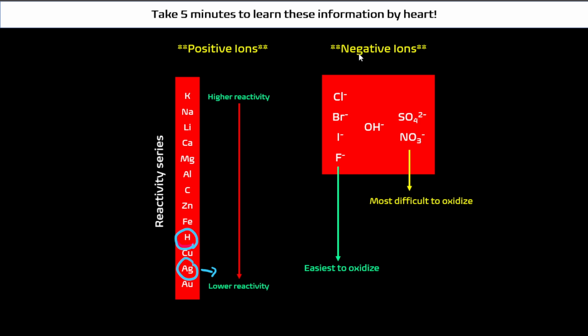So again, the more reactive element would like to remain as an ion in solution. For the negative ions, the halides are the easiest to oxidize, so they will always be discharged compared to hydroxide ions or polyatomic ions. But if it was between hydroxide ions and sulfate ions or nitrate ions, OH minus is going to get discharged because it is easier to oxidize. So their discharge order would go this way. Alright.